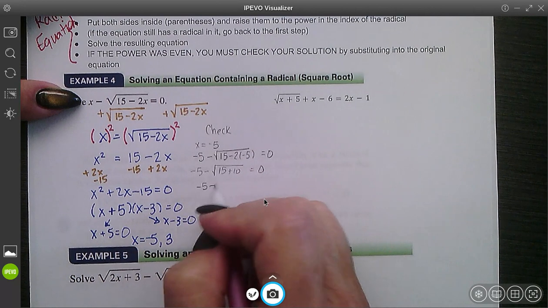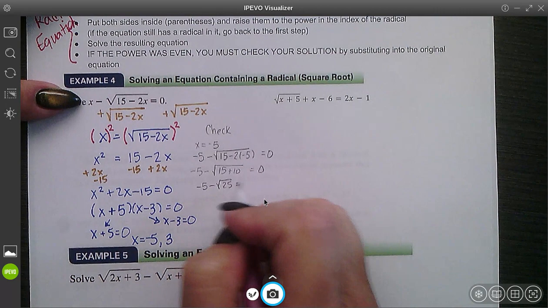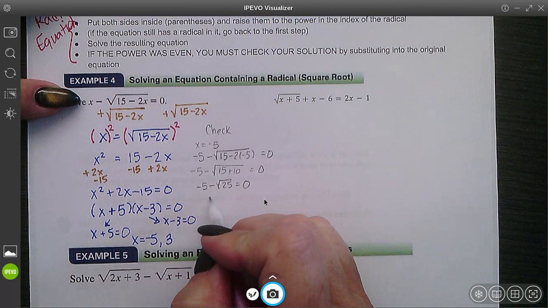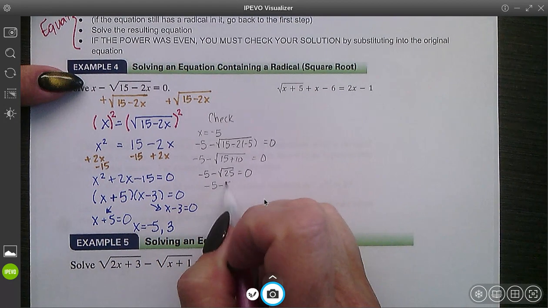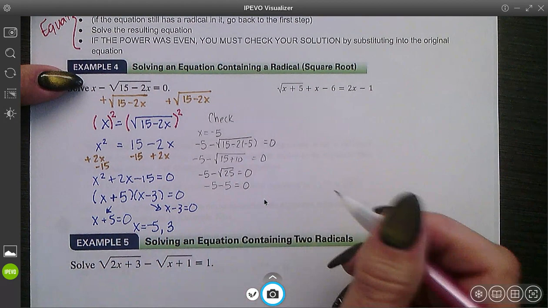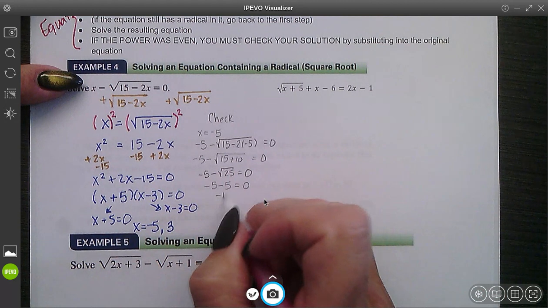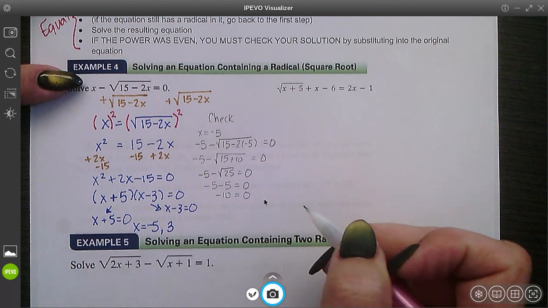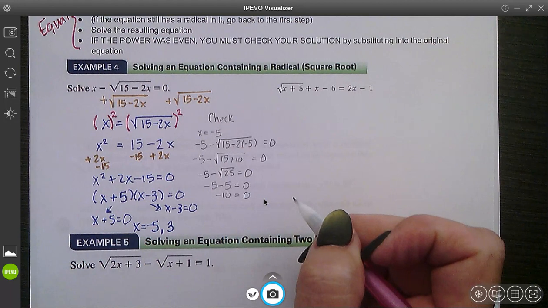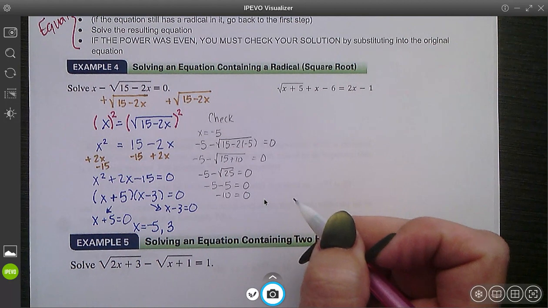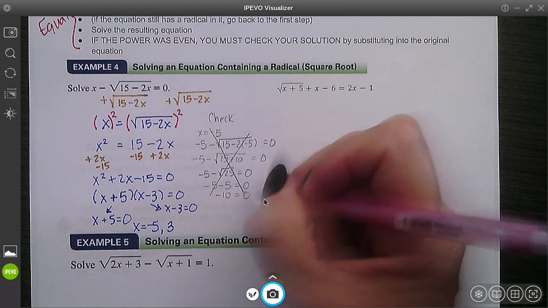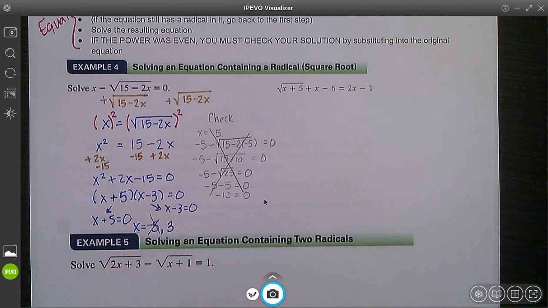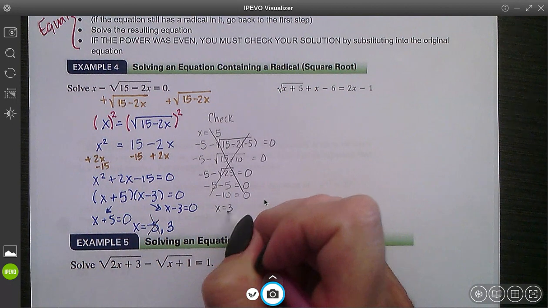So I get negative 5 minus the square root of 25 equals 0. And that is giving me negative 5 minus 5 equals 0. That's actually not true. Negative 10 does not equal 0. So I'm going to have to cross off that solution because x equals negative 5 doesn't work. So cross that off.